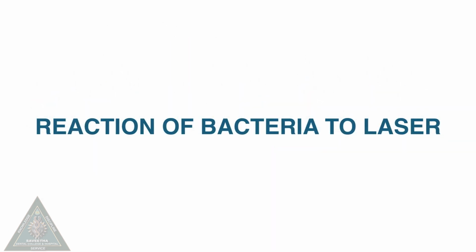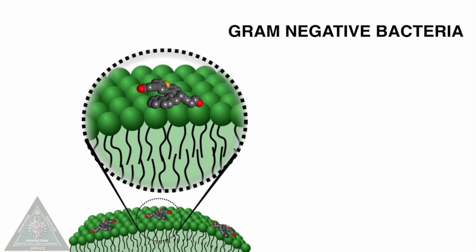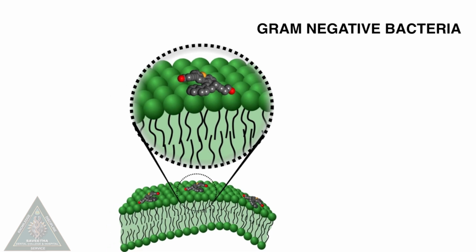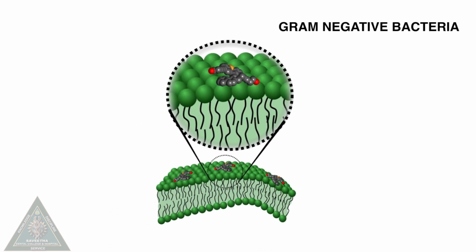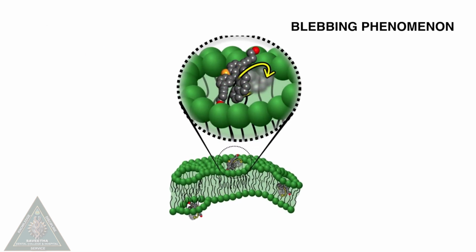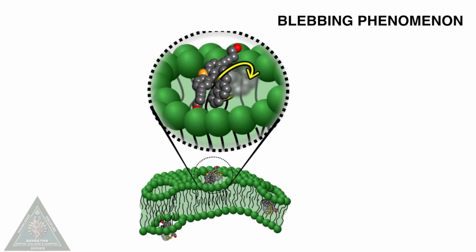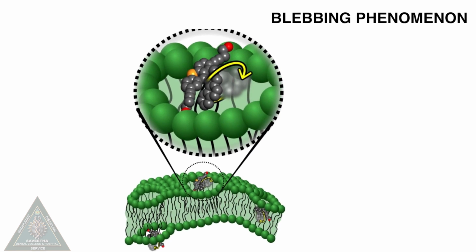Let's look into the reaction of bacteria to laser light. Bactericidal effect of laser is attained by causing changes in bacterial cell wall. In case of gram-negative bacteria, bactericidal effect is due to blebbing phenomenon. This blebbing phenomenon is the result of the inner layer of the membrane splitting from the two outer layers. This restructuring of the membrane disturbs the cell metabolism substantially.